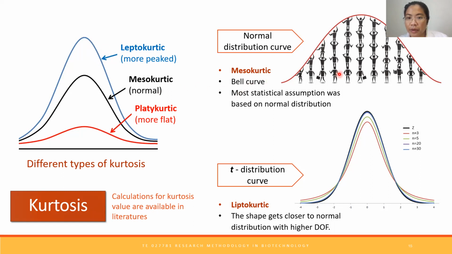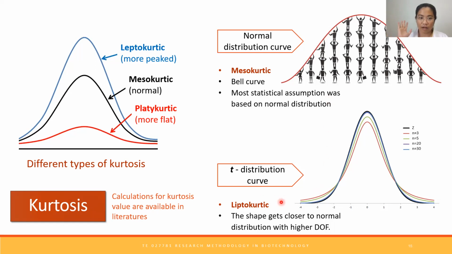The most frequent distribution that we come across is the bell curve, the normal distribution curve. Its importance is that most statistical assumptions are based on the normal distribution. Whether you are doing a statistical test or something that is not using the F distribution, they normally say that it's normally distributed data.